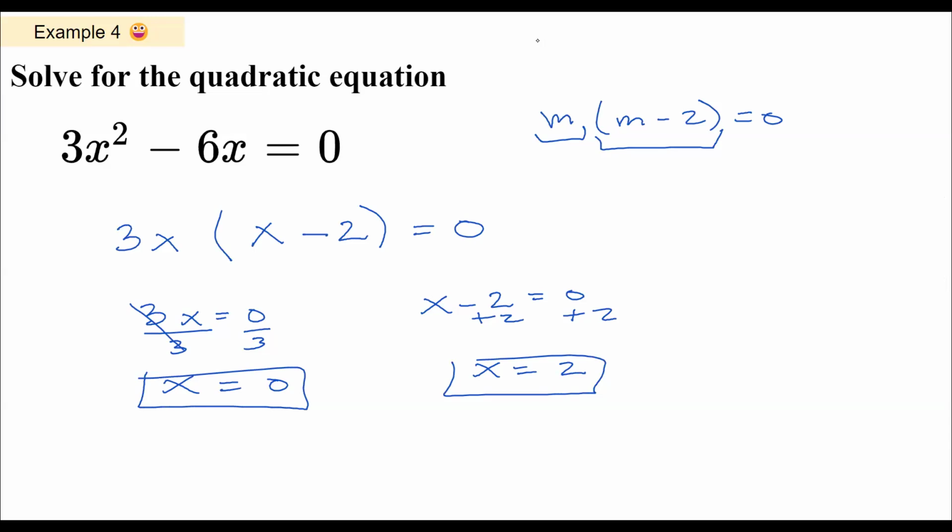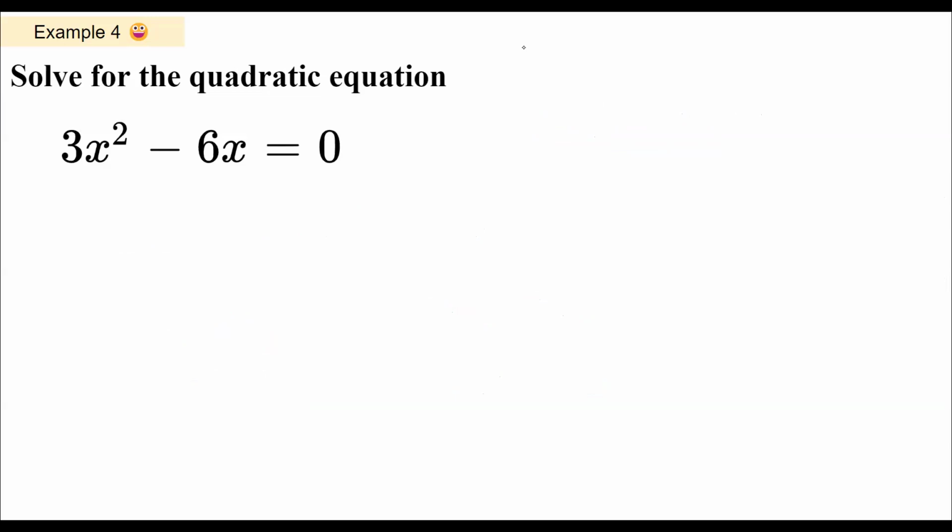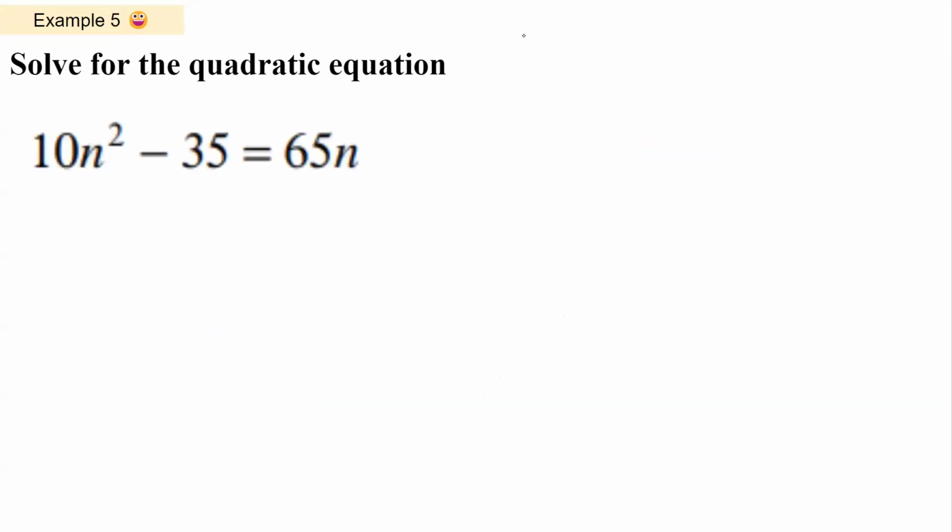Ahora sí, let's step it up. We're getting ready. We're getting there. Ahora sí, let's see what happens when we have our values here. We have 10n squared minus 35 equals 65n. Am I going too fast? Okay. All right, so what do we have to do?